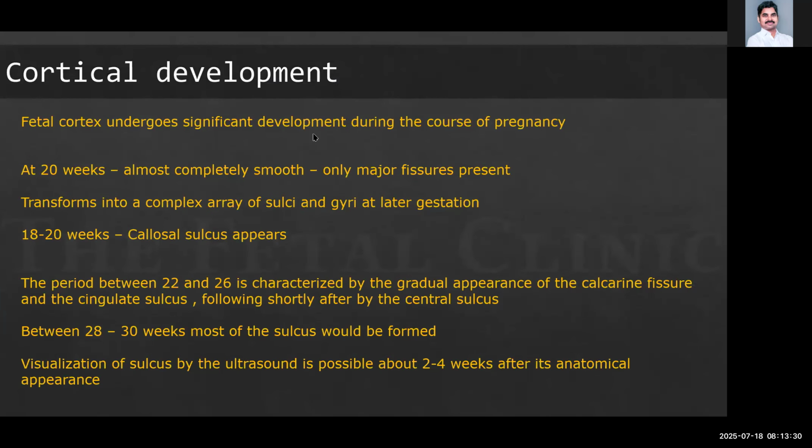Cortical development. Initially, the cortex will be completely smooth. The major fissures start appearing by 18 to 20 weeks. By 18 to 20 weeks, the callosal sulcus starts appearing. The period between 22 to 26 weeks is characterized by a gradual appearance of the calcarine fissure and the cingulate sulcus, followed shortly by the central sulcus. Between 28 to 30 weeks, most of the sulci will be formed. Visualization of the sulci by ultrasound will be 2 to 4 weeks after their anatomical appearance.